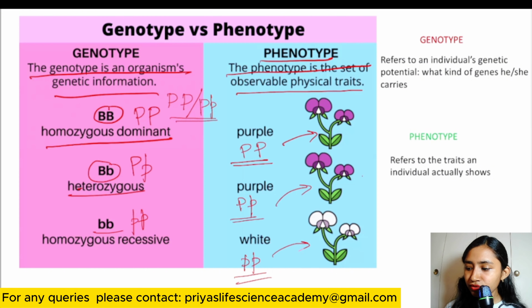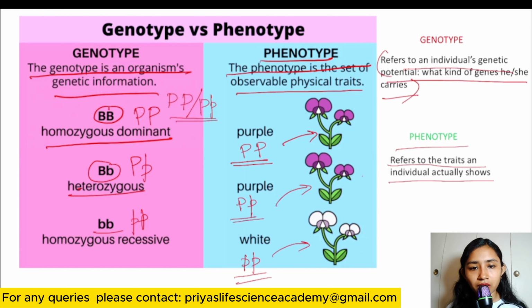So genotype refers to an individual's genetic potential, what kind of alleles he or she carries, and phenotype refers to the traits an individual actually shows. By the presence of the genotype, the traits an individual actually shows refer to its phenotype. I hope, students, you have understood the basics of genetics very nicely.